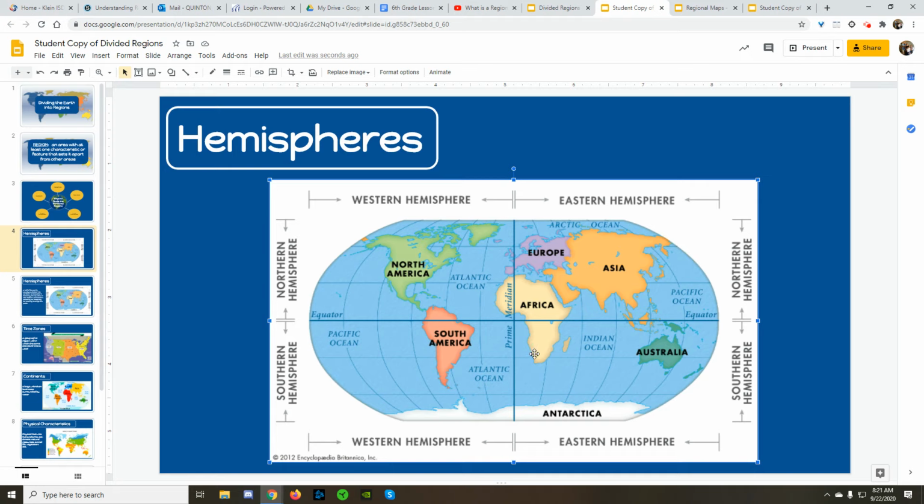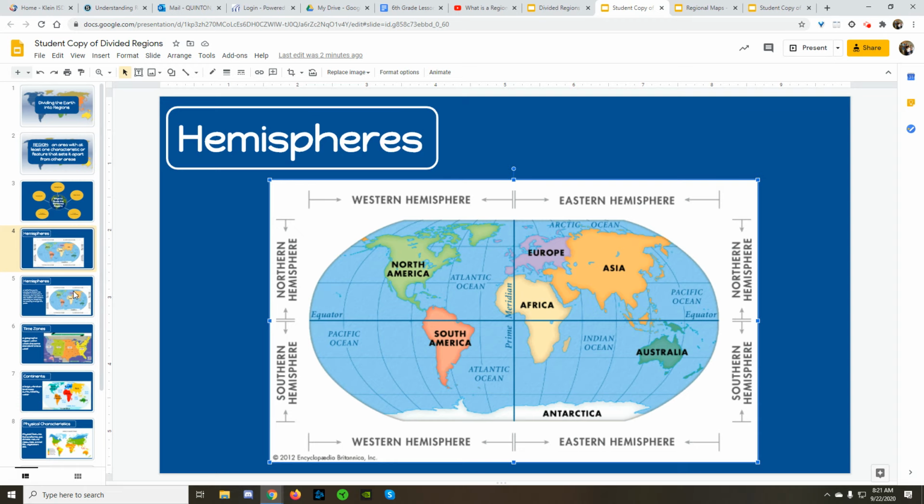You could also just say, for example, that Europe is only in the northern hemisphere because a little tiny bit of it is in the northwestern hemisphere and the majority of it is in the northeastern hemisphere, but all of it is in the northern hemisphere.